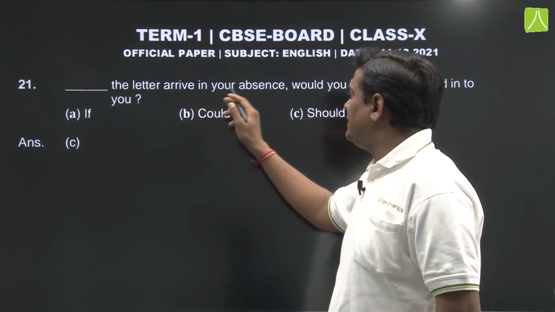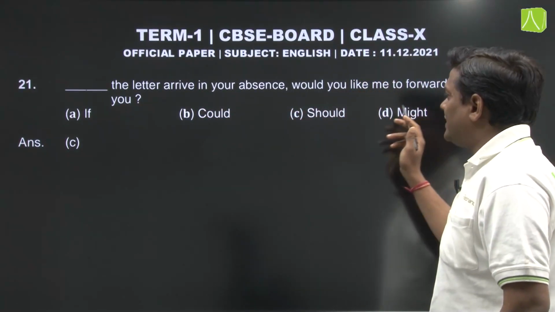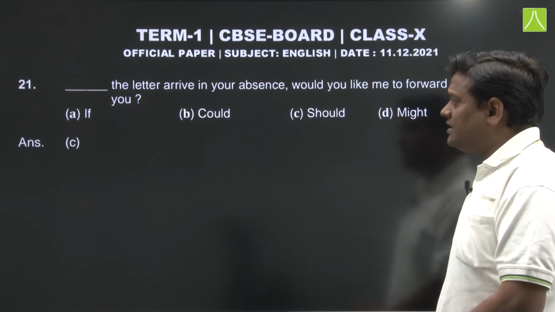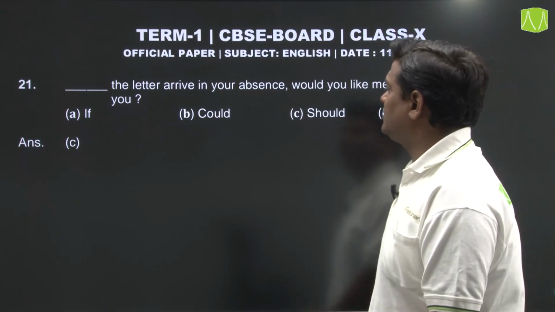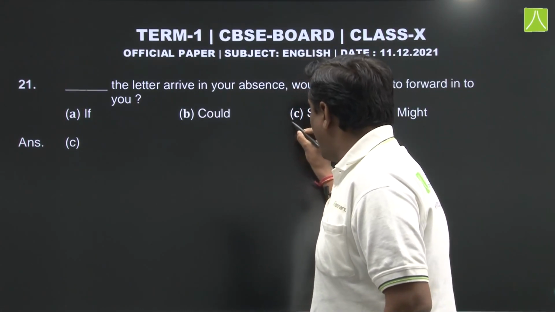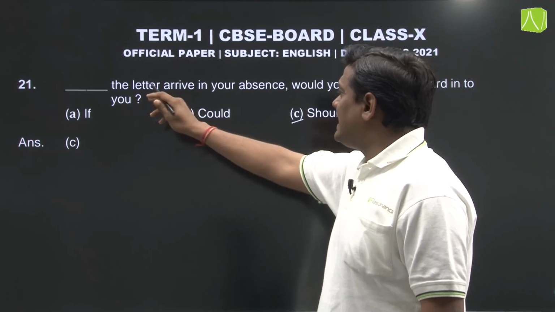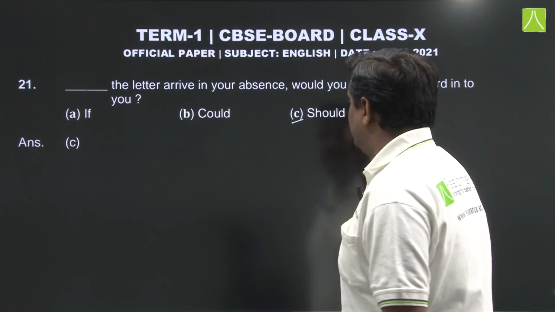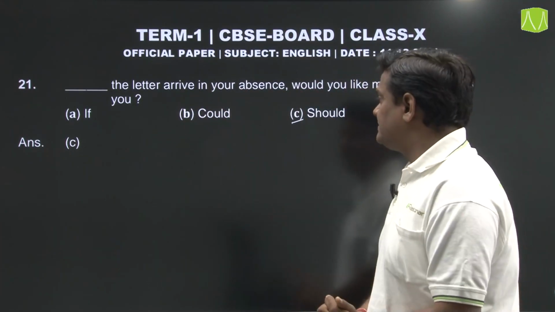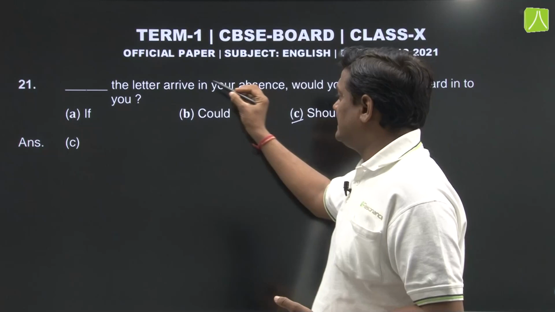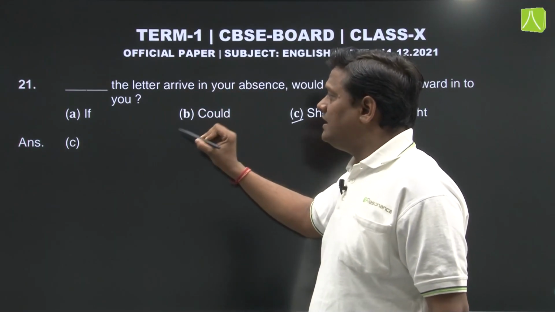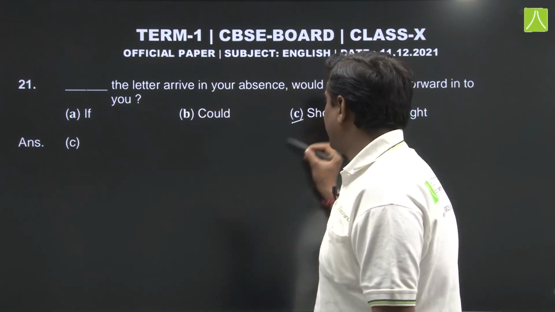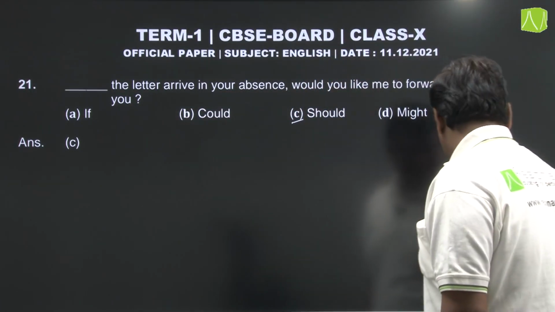Dash, the letter arrived in your absence. Would you like me to forward it in to you? So, reading these options, we come to know that option C is correct. Should the letter arrive in your absence, would you like me to forward it to you? Means, if we are having S here, the letter arrives, then the option should be if, but we are not provided S here, so we will take should. Option C is correct.